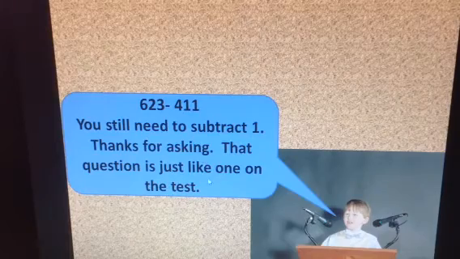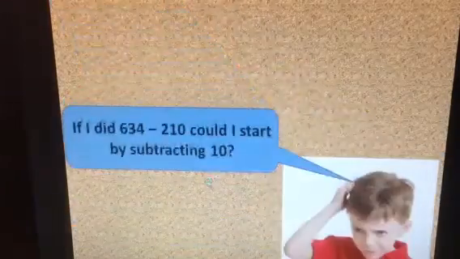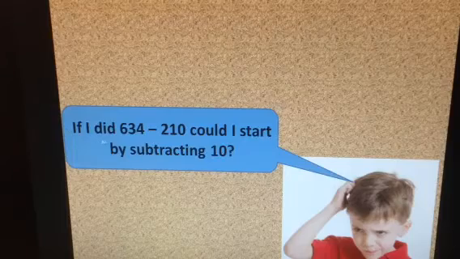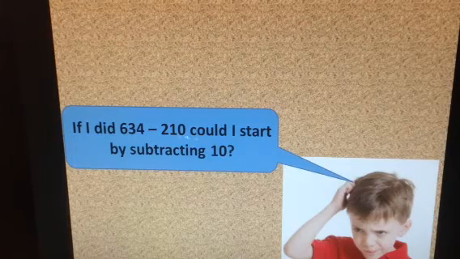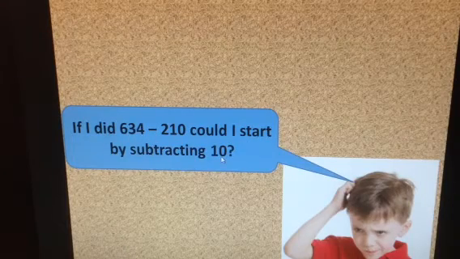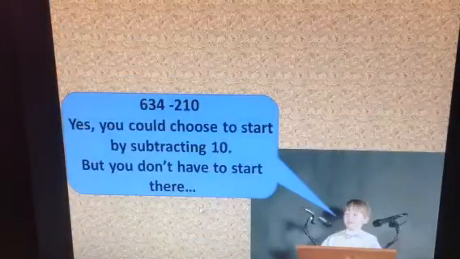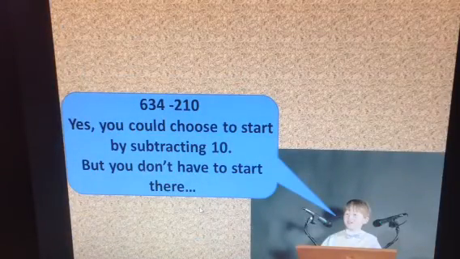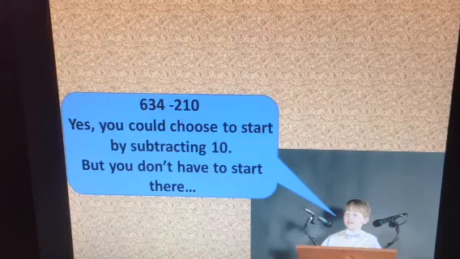He says, "Thanks for asking that question, it's just like one on the test." Then he says, "If I did 634 minus 210, could I start by subtracting 10?" Yes, you could choose to start by subtracting 10, but you don't have to start there. You could start by subtracting 200. That would be another choice.